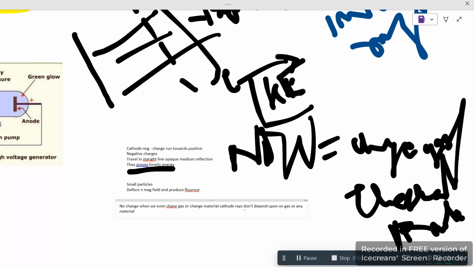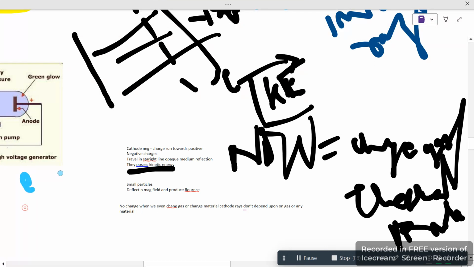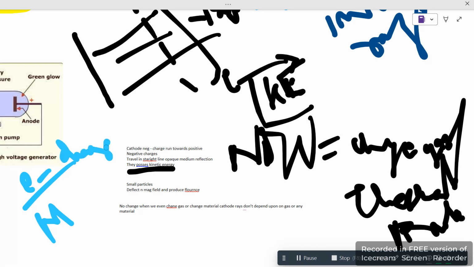Okay, I'm sure you've got it. Then you will find a new term in this chapter, which is e by m. Here e is simply the charge, though it could also mean energy, but we write it as charge, whereas m is the mass. So we write it in the short form, e upon m.